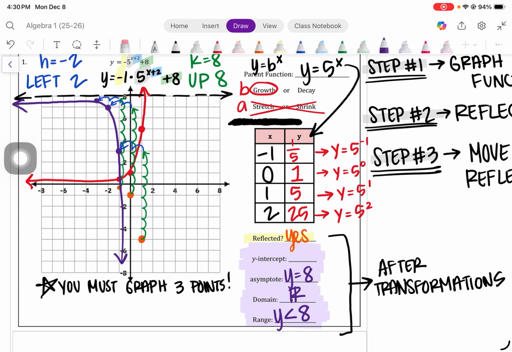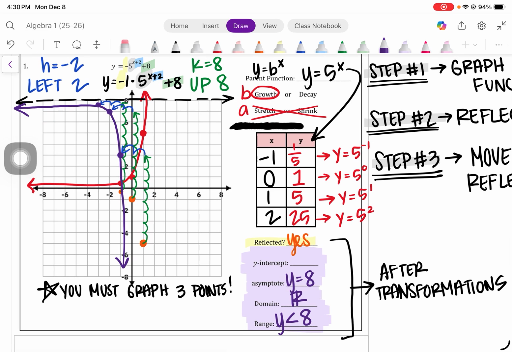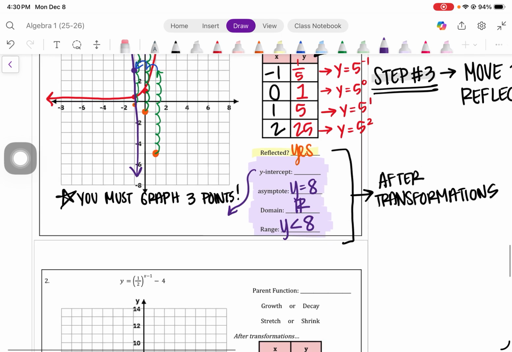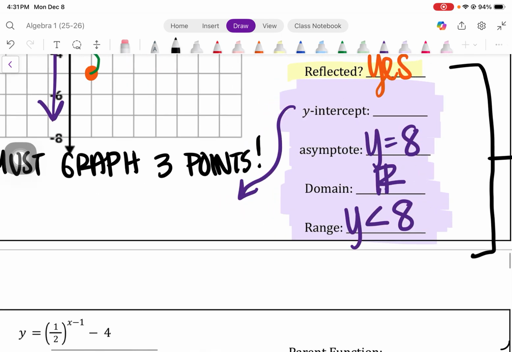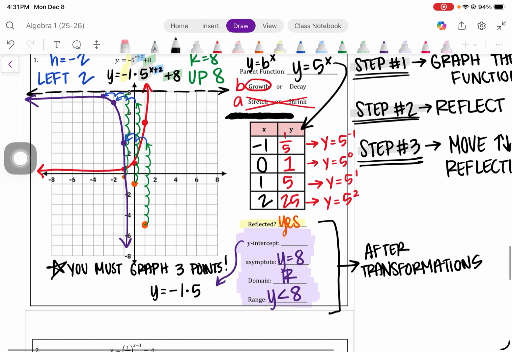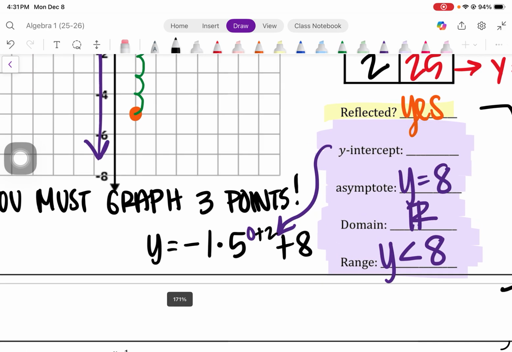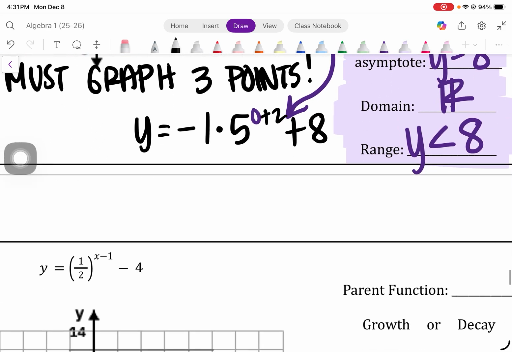So now what we're going to do is, I'm not sure where my y-intercept is because I didn't put a point on the y-axis. So I'm going to use my equation to find that y-intercept so that I have a perfect number. And when I do that, I am going to make sure that I use the -1 times 5, and I'm going to plug in my 0 for x plus 2 plus 8. So now we're going to solve.